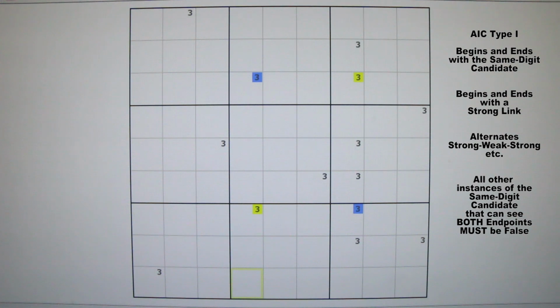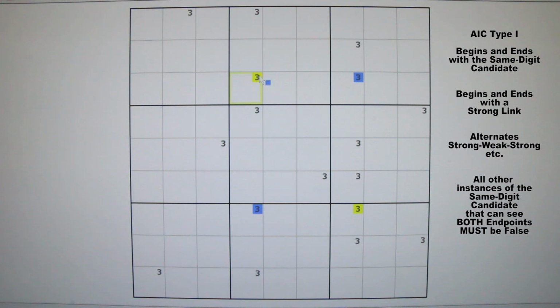Now, we can go and do it the opposite way. We can start with this 3 down here in the bottom. If this is a strong link, and that's a weak link, and that's a strong link, it's the same thing. If the bottom one is false, the top one is true. And in the first chain, if the first one was false, the last one was true.